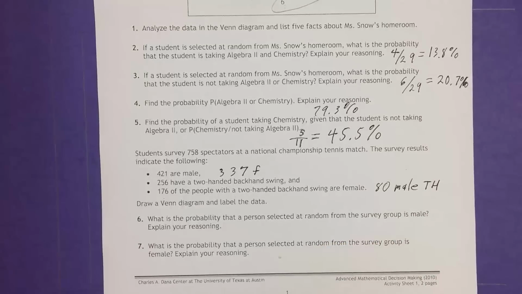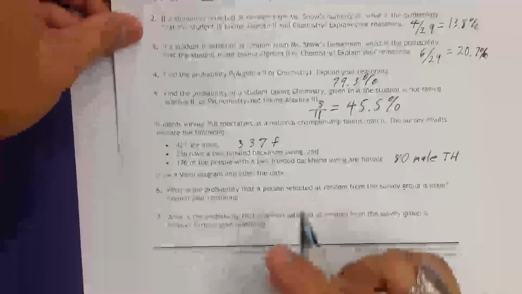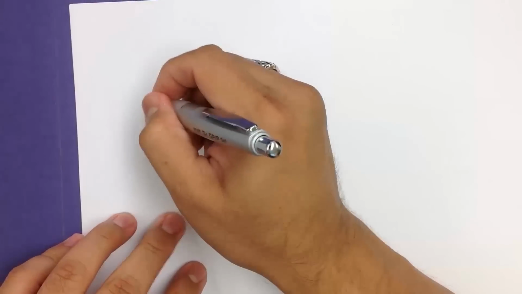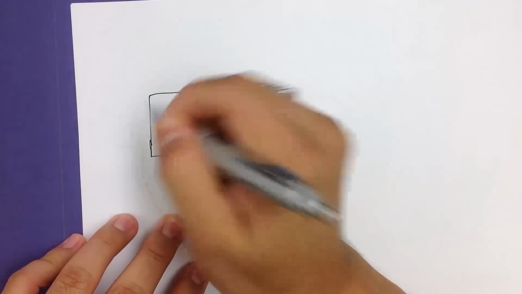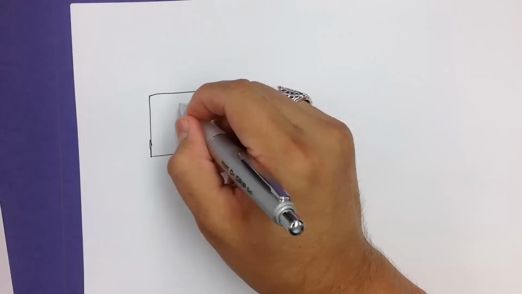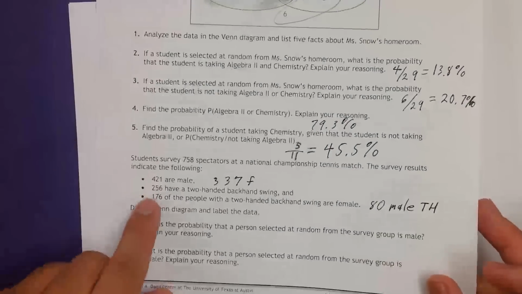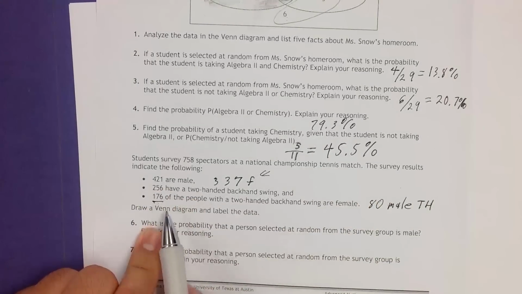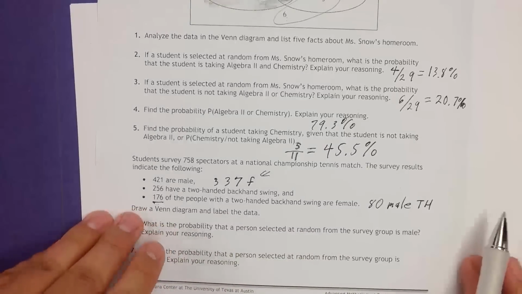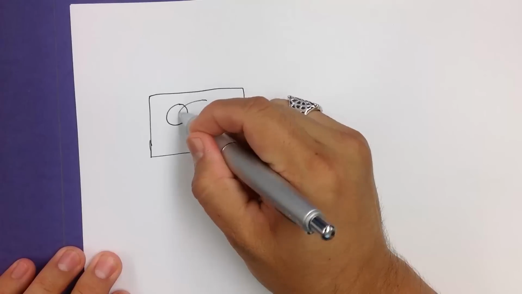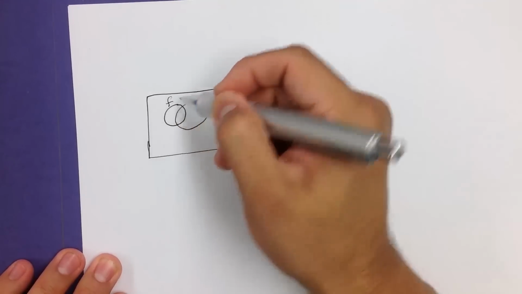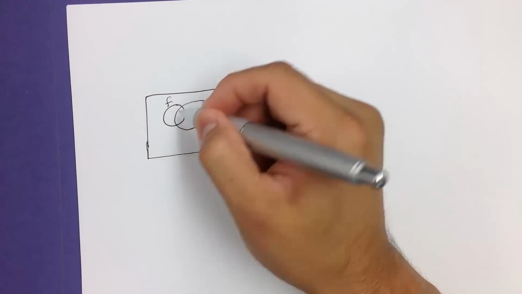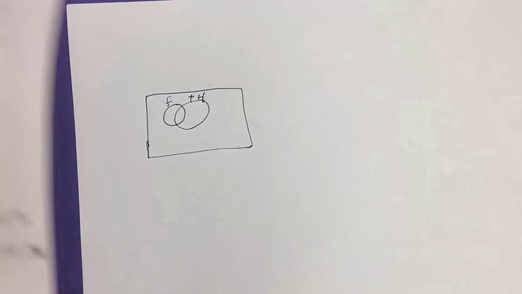Now I'm going to start building my Venn diagram. I'm going to use a new piece of paper. I'm going to follow these instructions. I'm going to make two Venn diagrams, but they're going to yield the same kind of data. I'm going to make a circle. Here it seems easier to model the females rather than the males because of this fact: 176 of the people have a two-handed backhand swing. So we're going to make two circles. One is for females. The other is for those people that have a two-handed backhand swing, because everyone outside of the female circle is going to be male. And with the 2H. Okay.